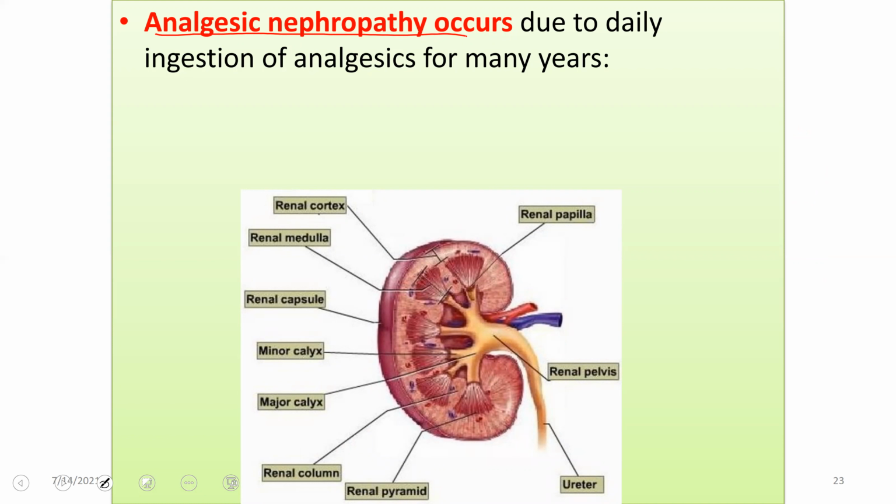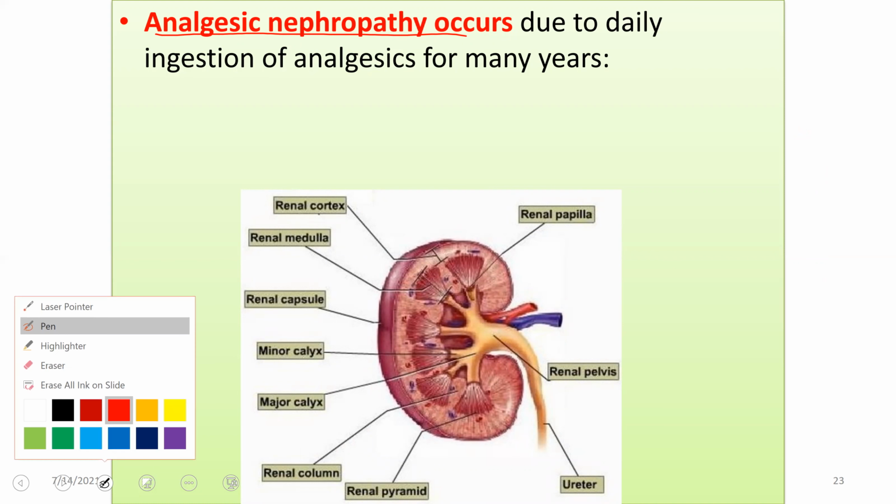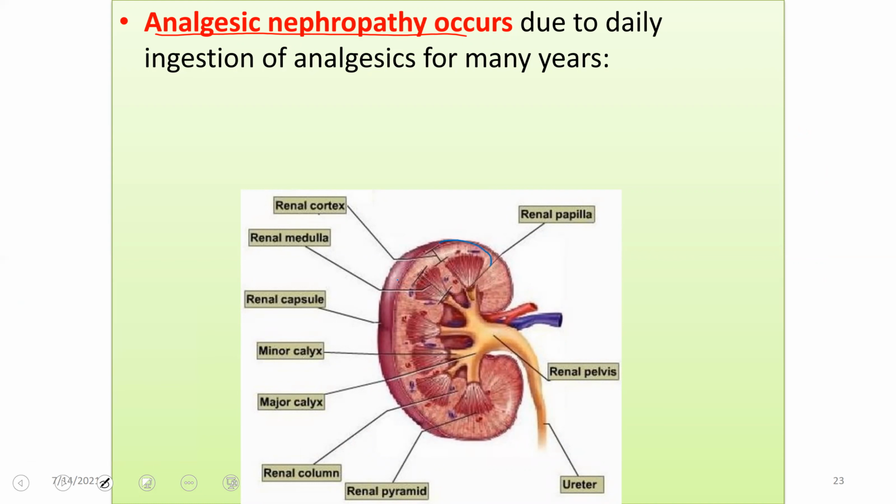So let us see this diagram of a kidney. We can appreciate the cortex part of the kidney, and let me change the color. We can also appreciate the medulla part of the kidney. As we can see, the blood flow to the cortex is very high, whereas the medullary blood flow is very low.